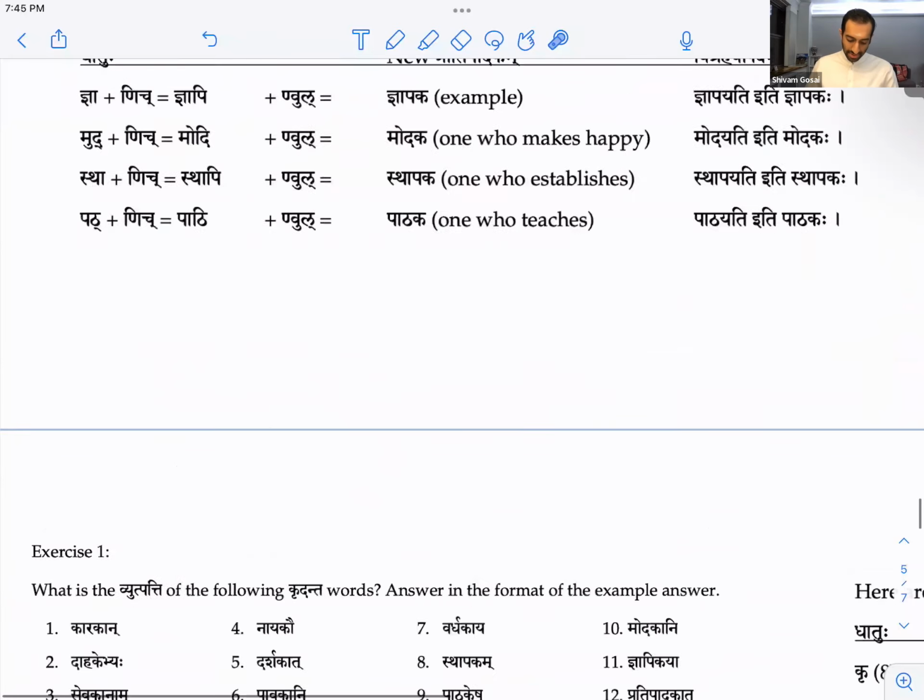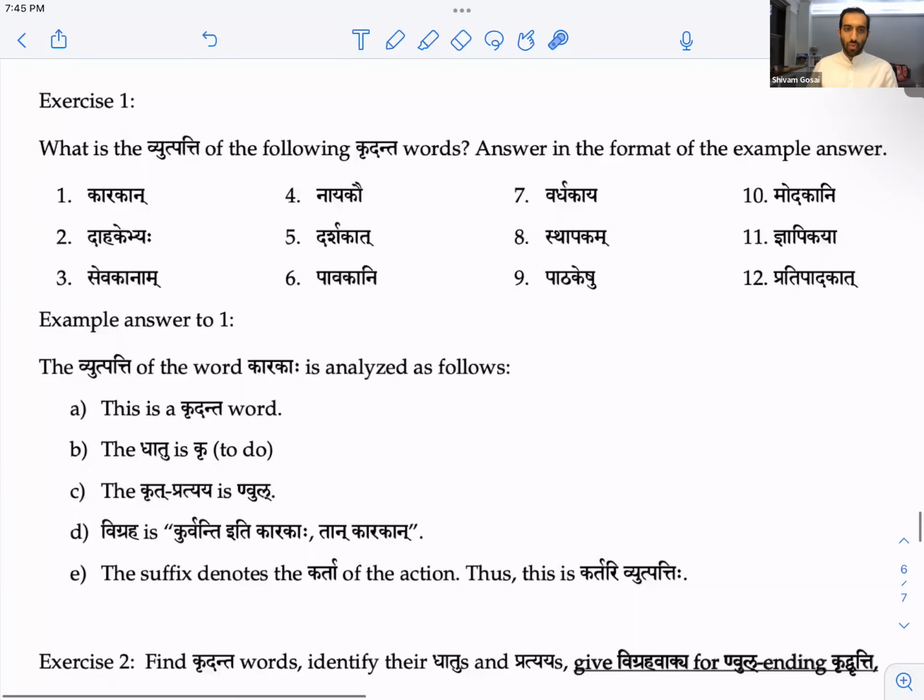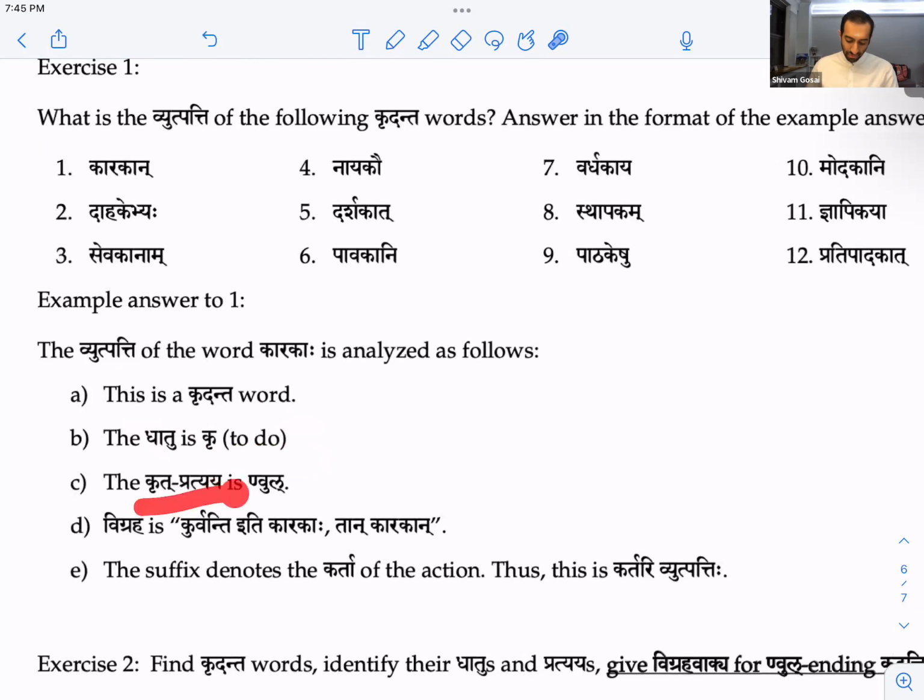Okay. Let's continue. So let's see some exercise. What is the vyutpatti of the following Kṛdanta words? Example answer is given in the example. So for example, karakaha. Vyutpatti means what is the derivation? How is it made? So here we are doing a very detailed analysis. We don't always have to do this, but this is a Kṛdanta word. Dhatu is kr. The krit pratyaya we're adding is nvul. How do we know that? Because you see the aka sound in there.